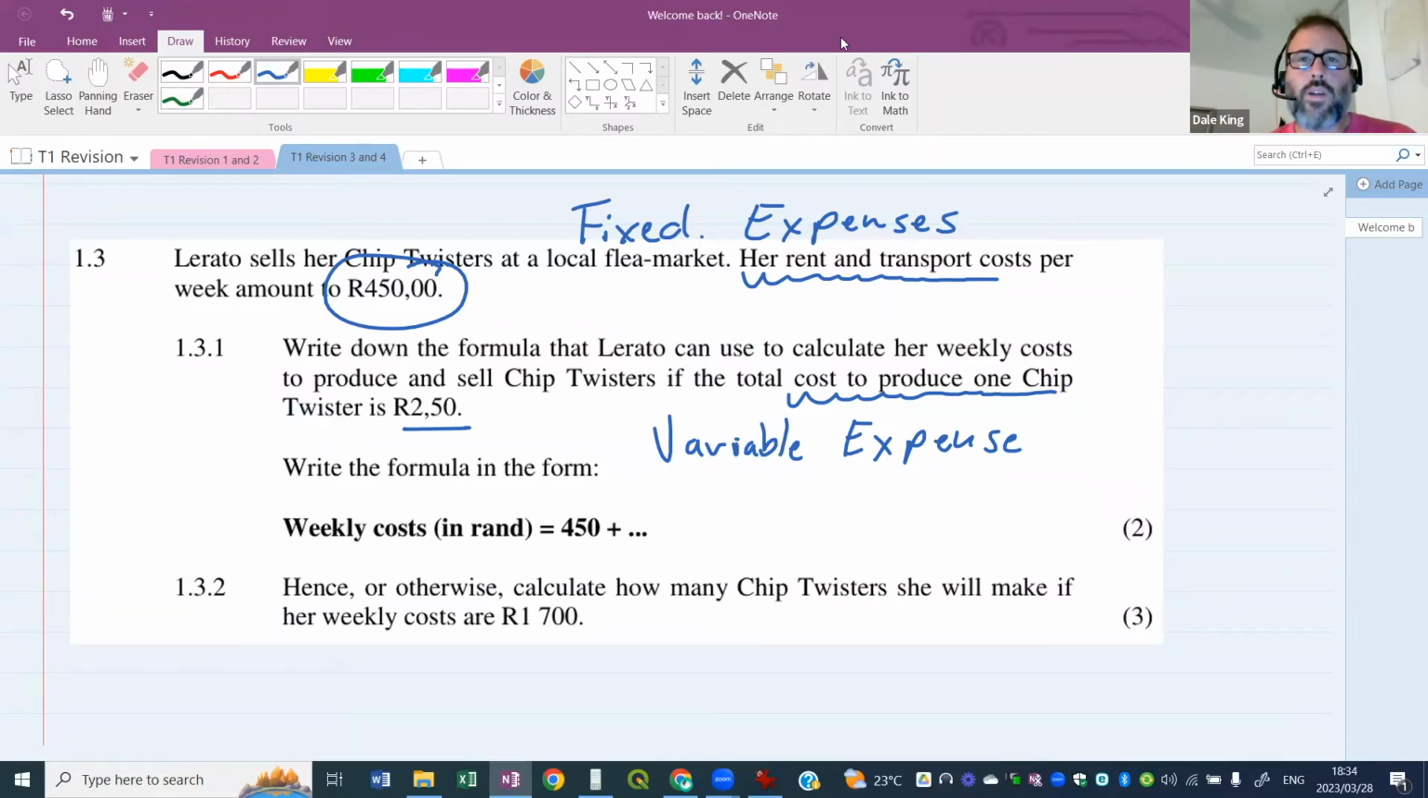What could I put there? What could I write there? How is she going to work out what her variable cost would be? The fixed cost is always the same, but the variable cost or the variable expense will depend on the number of chips she sells.